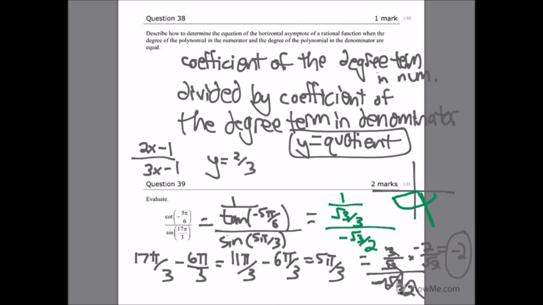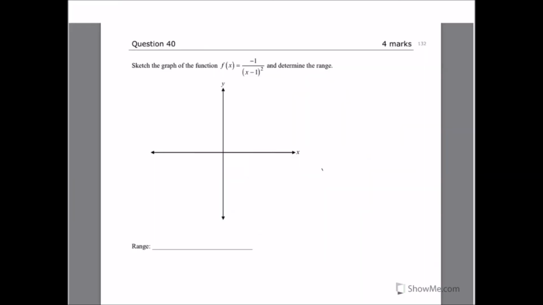A little bit complicated there, but that should work. So when you divide fractions, you flip the bottom fraction and multiply. Root 3 times root 3 is 3, which cancels with the 3 on top.